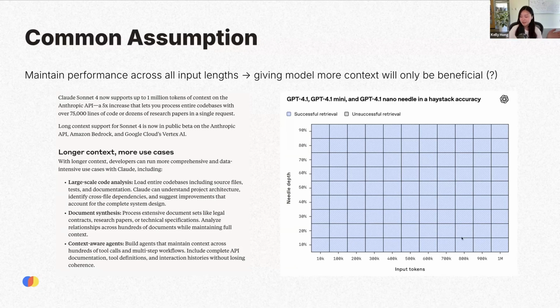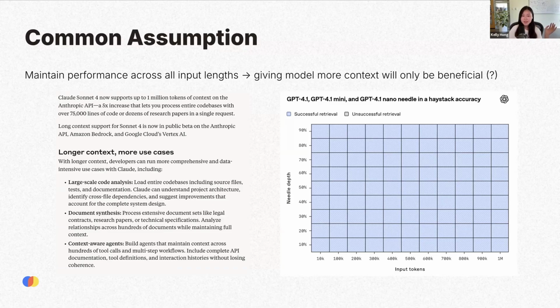And then you also have the same task at 1 million input tokens, and you can see that the model succeeds on all of these tasks. So I think from how companies present long context in these models, it's pretty easy to extrapolate from this and just think that, okay, I can get reliable performance regardless of any input length I give my model.